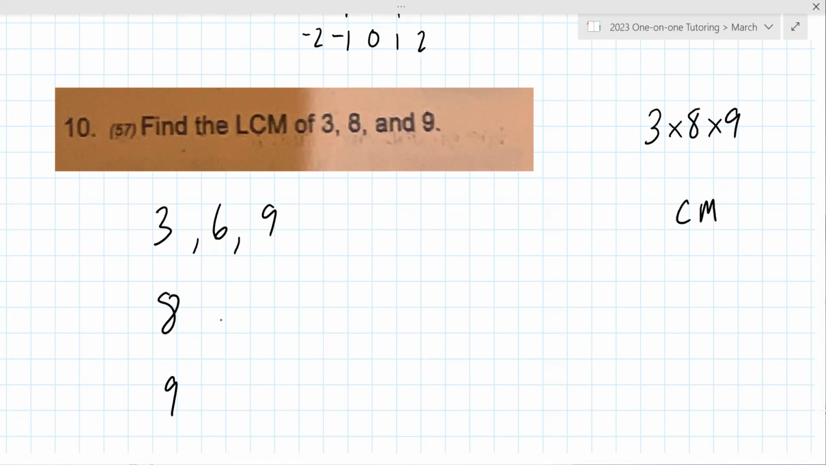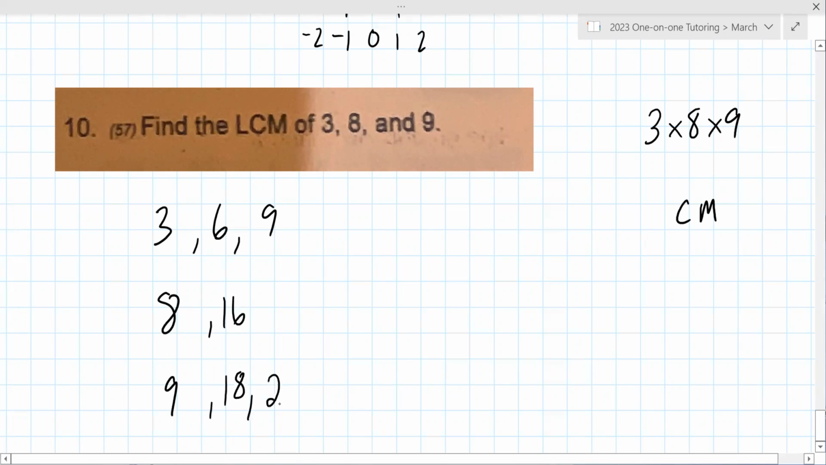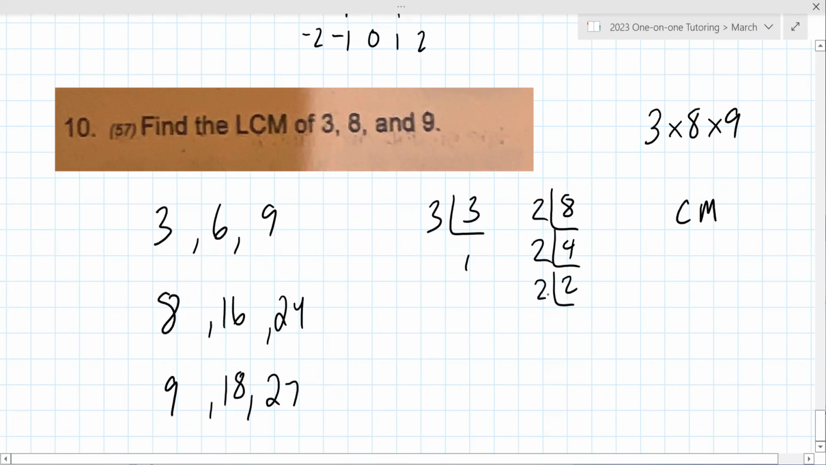Yeah. Which one? Just writing these out until you get a match, or building a factor ladder? Well, putting them all out if it's a small number, but you can see this isn't going to work real well because it's going and going and going. The factor ladder is like this: 3 and 1. For 8, it's 2, 2 and 2, and then for 9, it's 3 and 3.